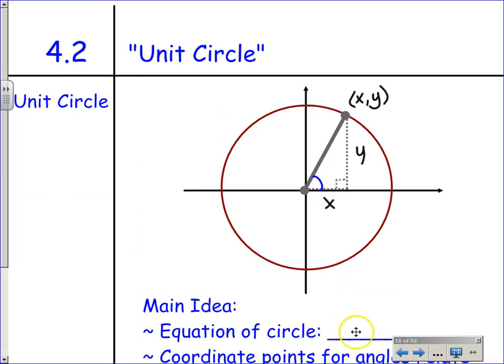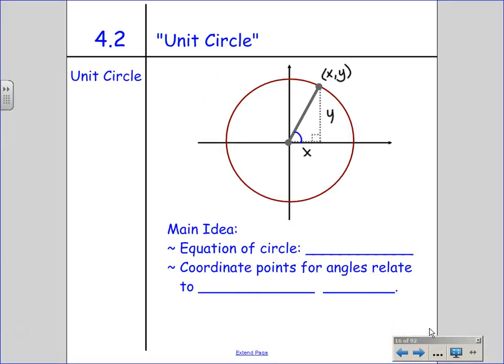Section 4.2. Let's go, team. Let's go. Let's go, team. Let's go.